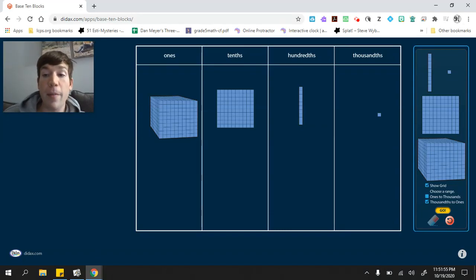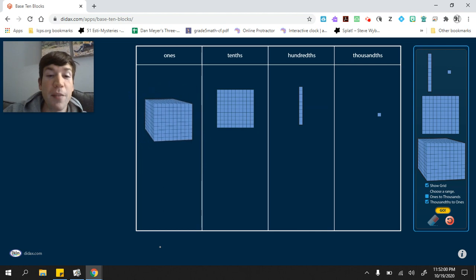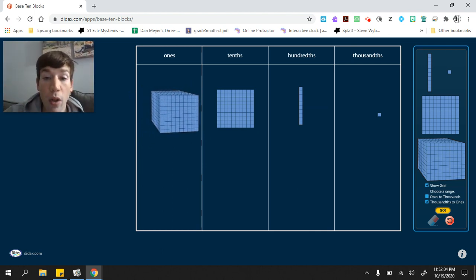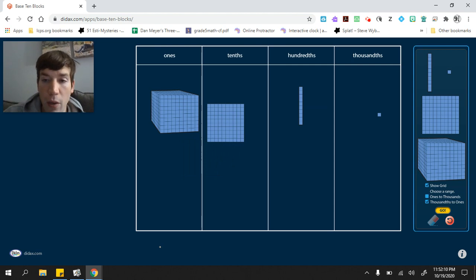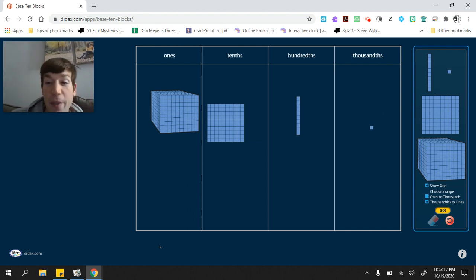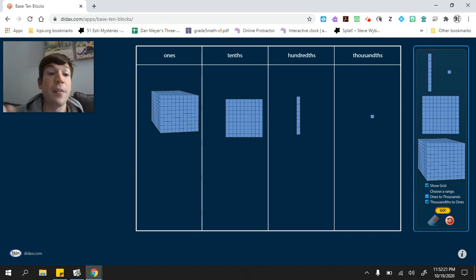So we've already talked about decimal place values. Again, just as a reminder, if we're thinking of this block as a zoomed in one, this represents one whole. We call this a tenth because it takes 10 of these pieces to make a whole. We call this a hundredth because it takes 100 of these pieces to make a whole. And we call this a thousandth, our smallest piece, because it takes 1,000 of these pieces to make a whole.